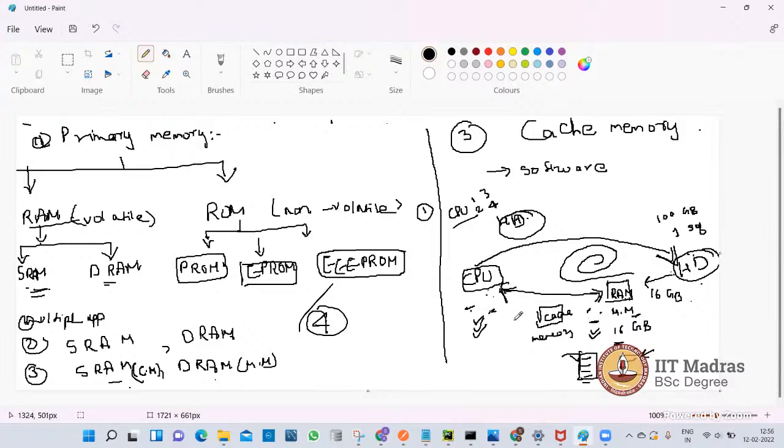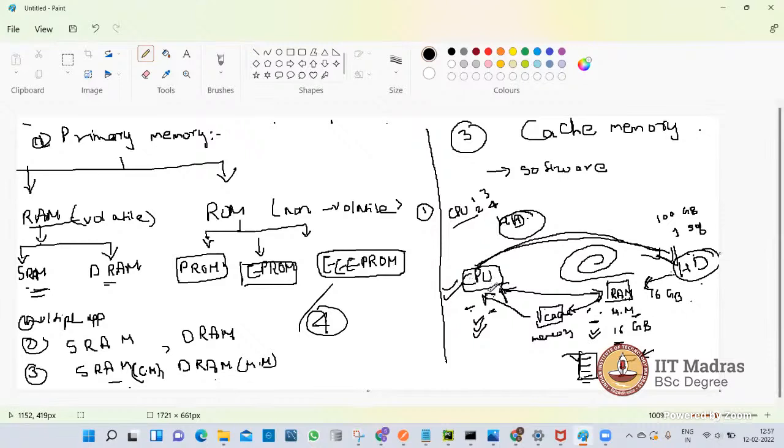So first, the instruction will be brought into the hard disk. After that, it will go to the RAM. From RAM, it will go to the cache memory. And from the cache memory itself, the CPU will take the instruction, and lastly, it will execute that instruction.